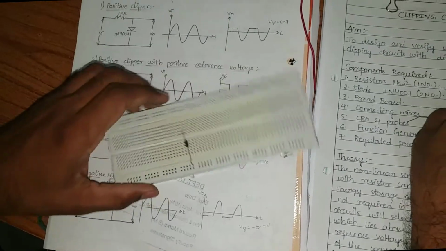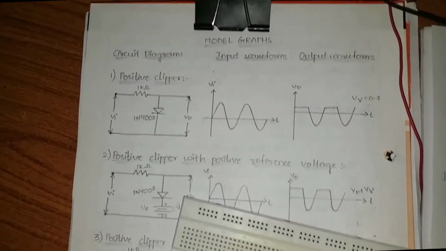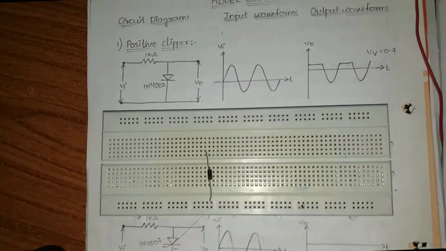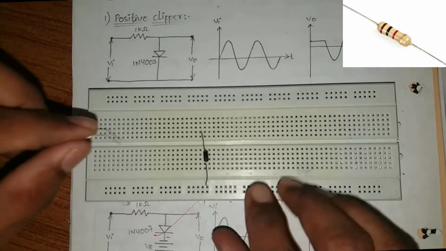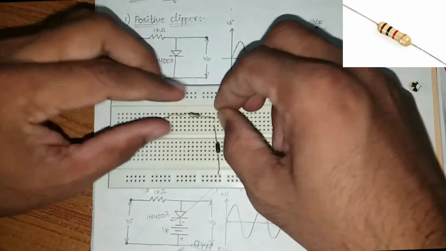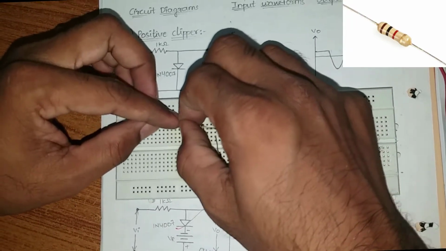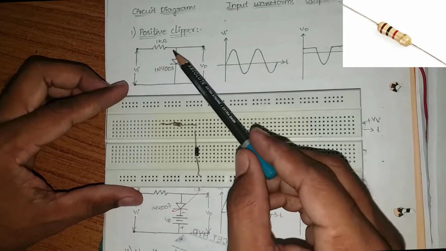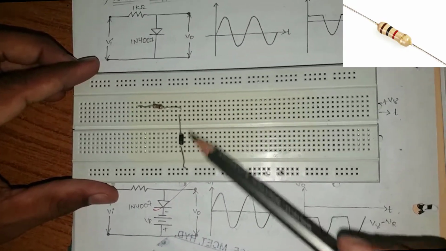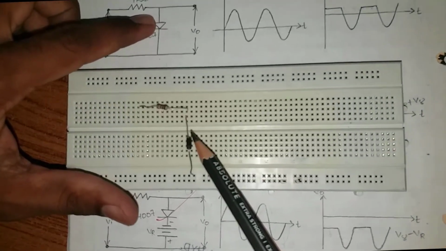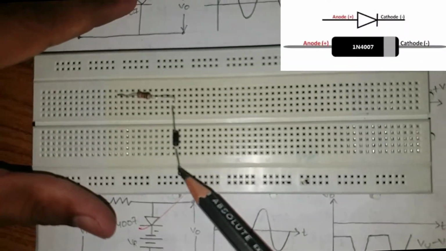After that, the 1 kilo ohm resistor is connected to the positive of the diode here. So I am going to apply the 1 kilo ohm resistor to this positive of the diode. In the same line I need to keep the other terminal of the 1 kilo ohm resistor. If you observe the figure, same as in the circuit diagram, I am connecting like this. Here also is the resistor, and here also the diode positive and diode negative.